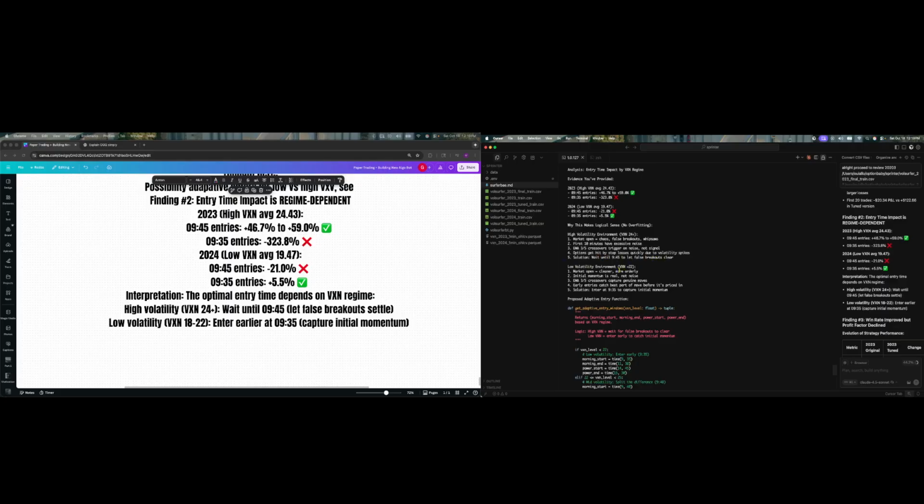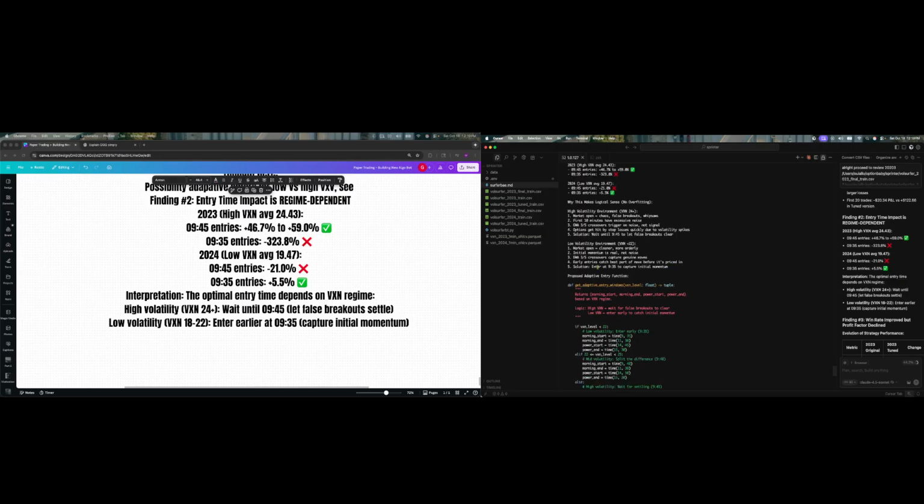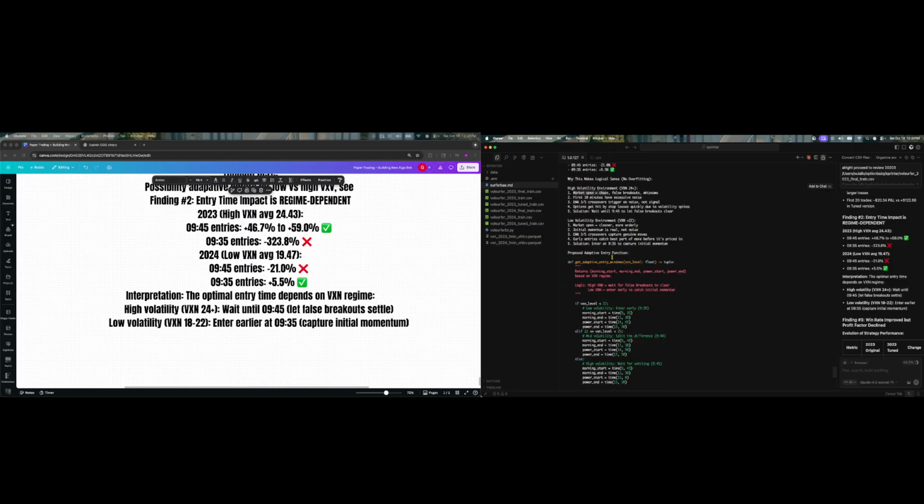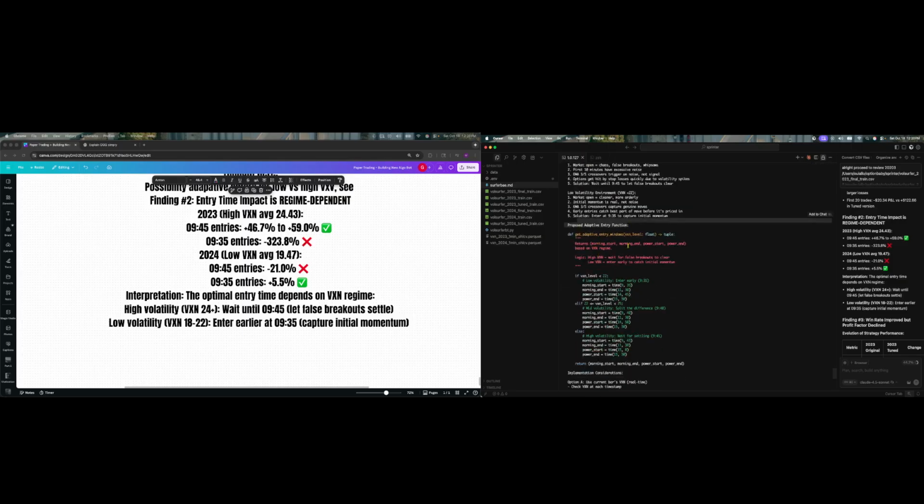Low volatility environment: market open is clear, more orderly. Initial momentum is real, not noise. The 3/5 crossover captures the genuine moves, right? Early entry catches the best parts of the move before it's priced in. Solution: enter at 9:35 for initial momentum for low volatility, and 9:45 for high, and that's what we're going to do. Propose adaptive function, return the morning start, morning end, power start. And I'm thinking we may get over this whole power lunch, power hour BS, but we'll see.